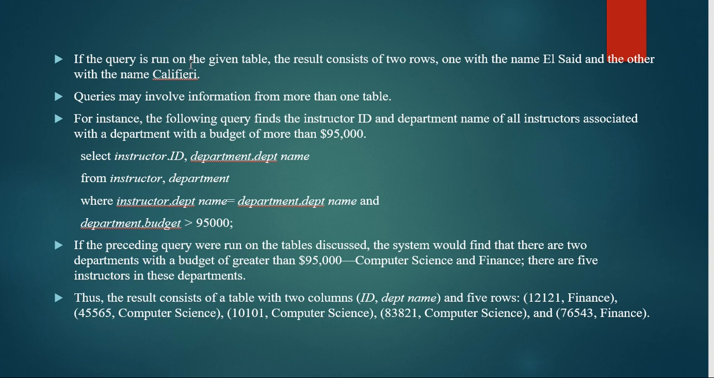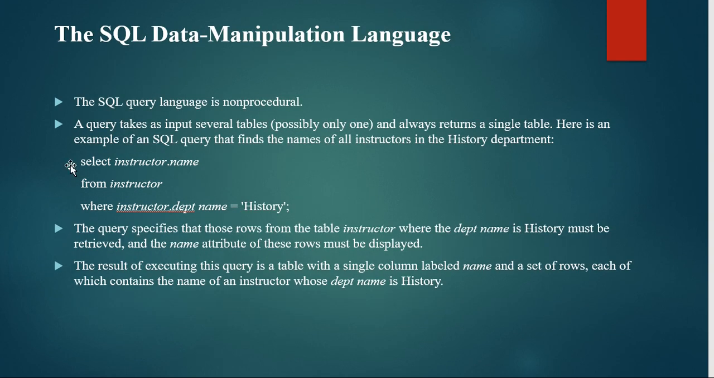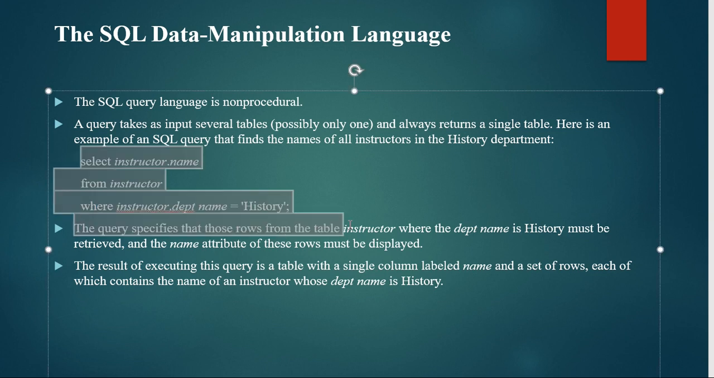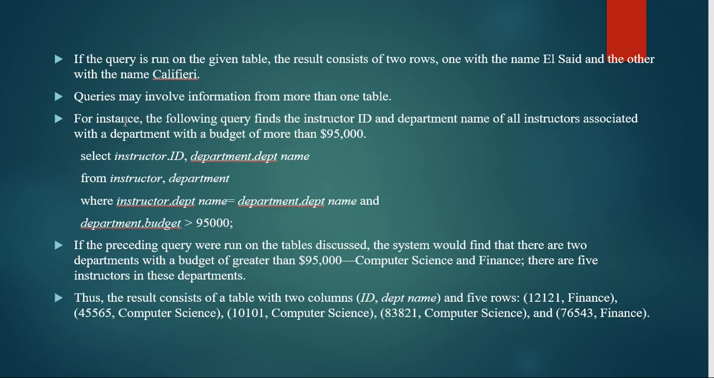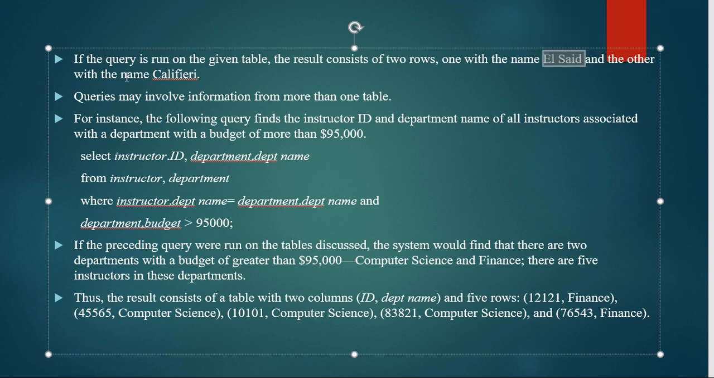If the previous query, select instructor name from instructor where instructor department name is equal to history, is run on the given table, the result will consist of two rows, one with the name Seth and the other with the name Calipari. These are the two instructors present in the history department of the instructor table.